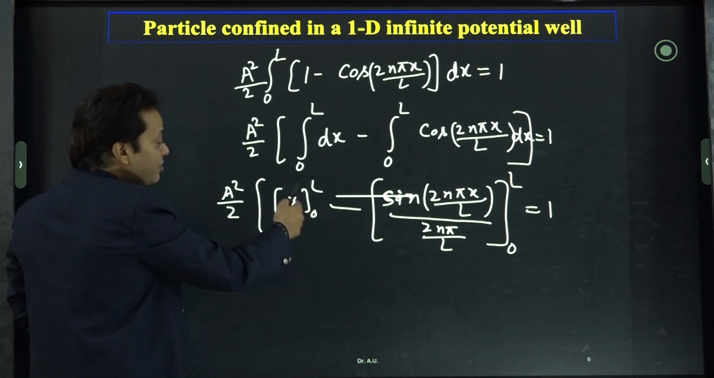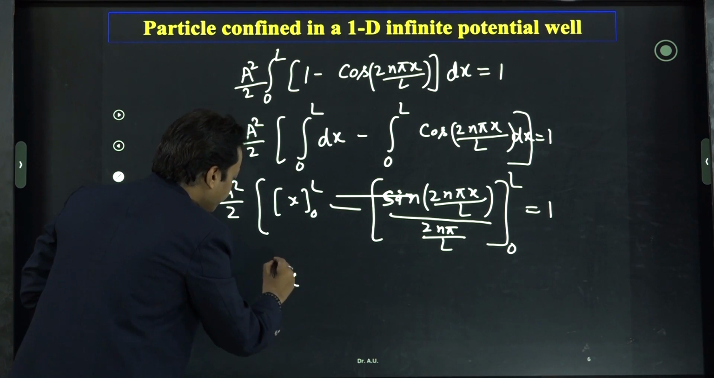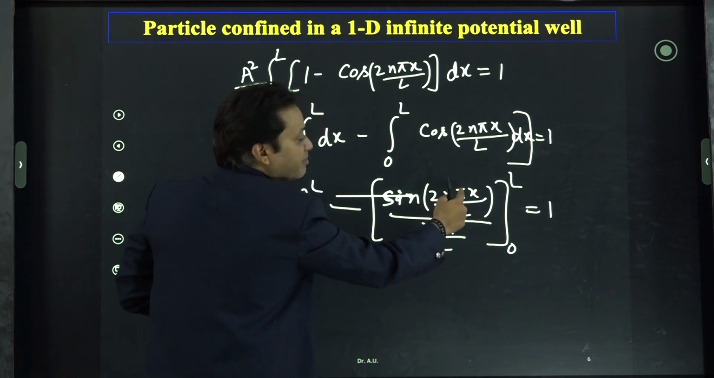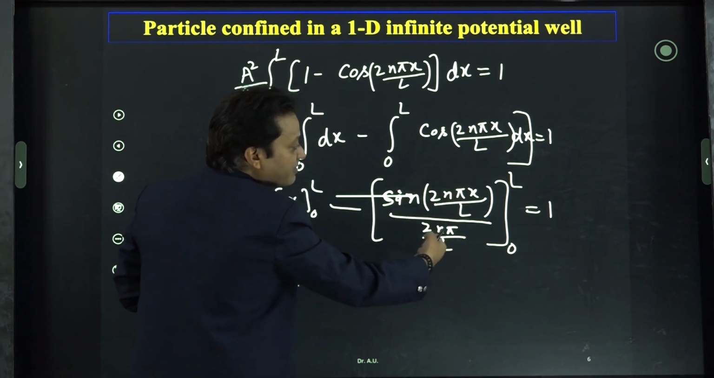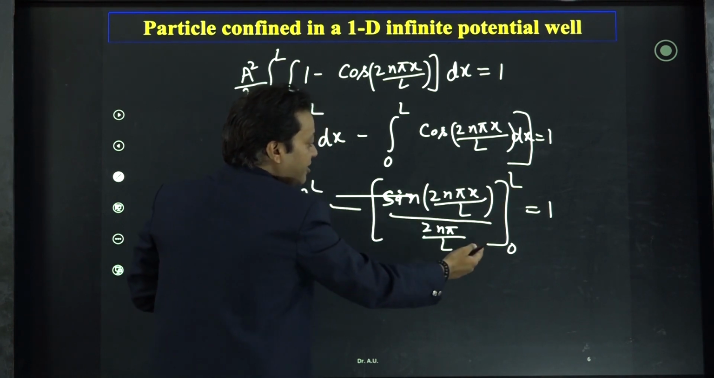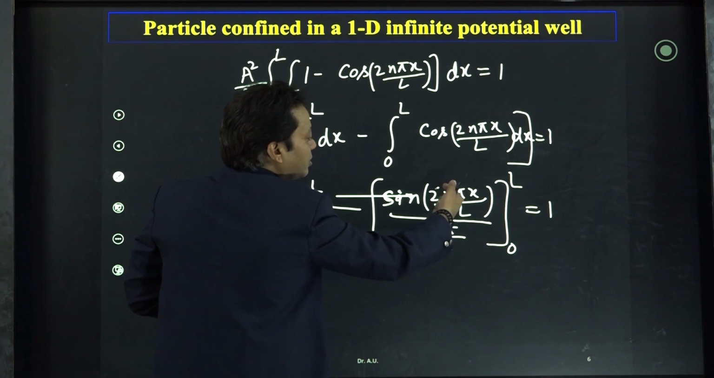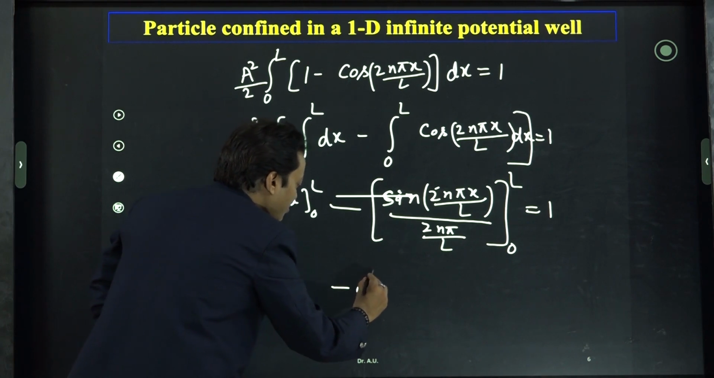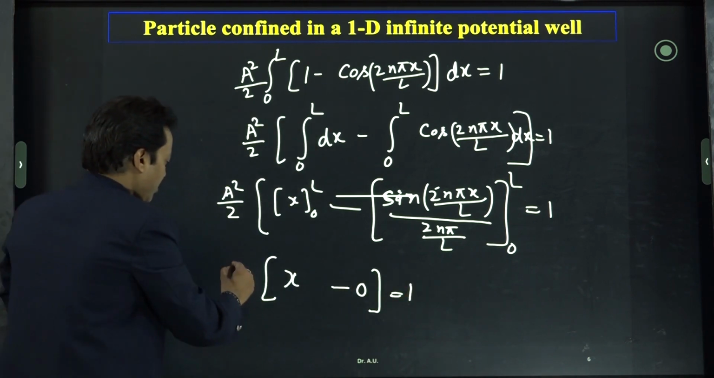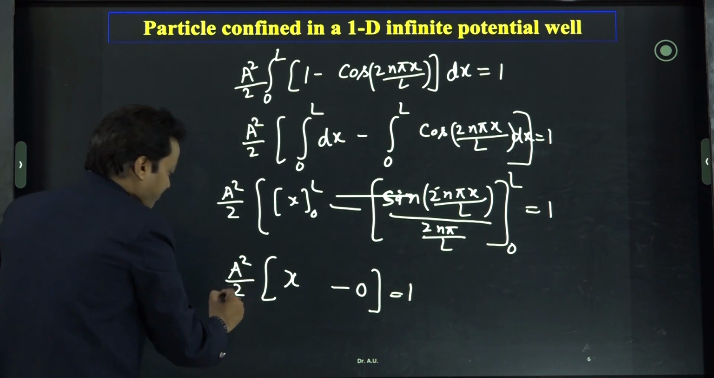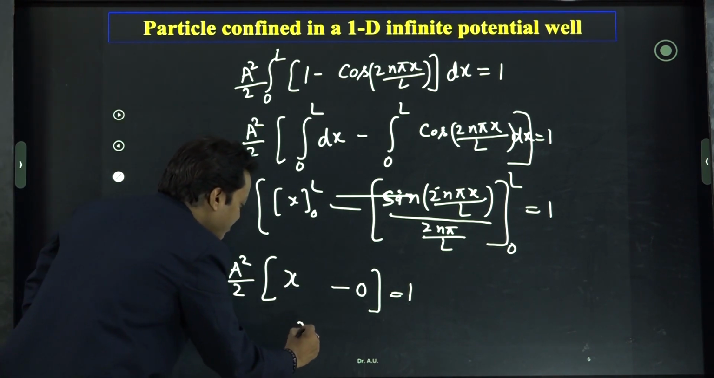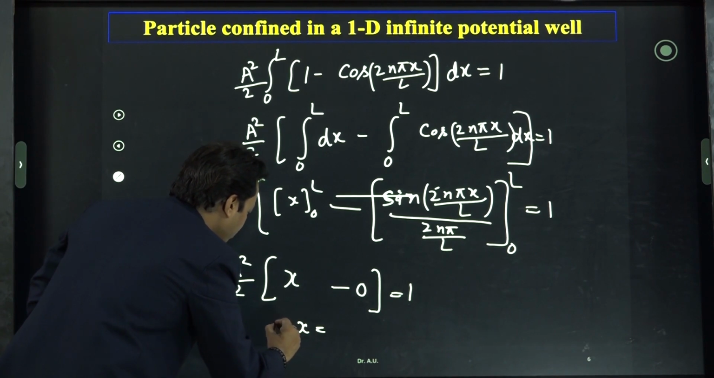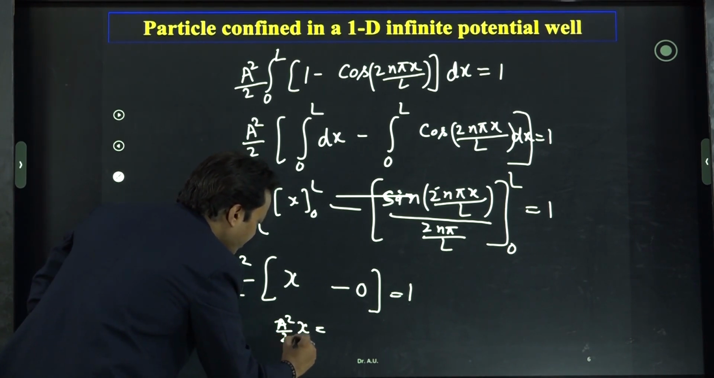So if we check here, the first term will become L, and 0 means 0. If we replace x with L, the L cancels, and sine of 2n pi is 0. If we keep x as 0, then also sine of 0 is 0. This term always gives us 0 value. So this is minus 0 is equal to 1, and we can find from here that A square by 2 into L is 1.